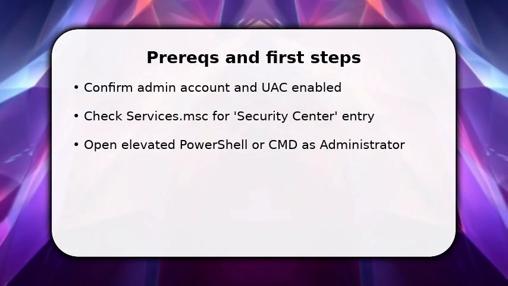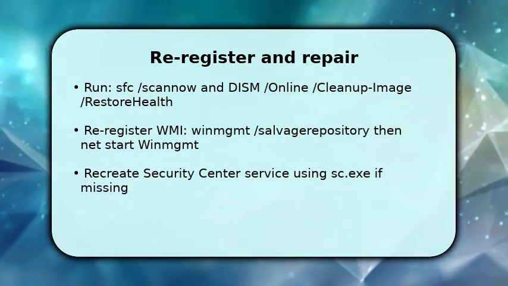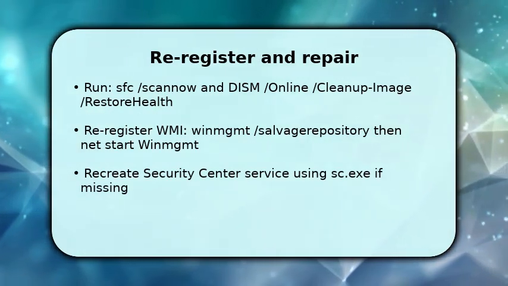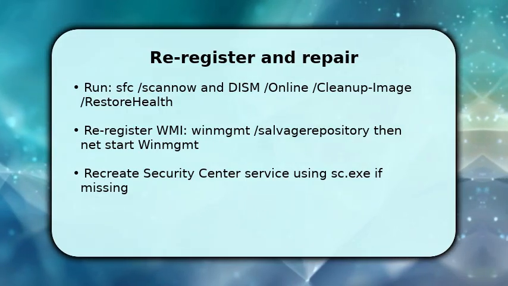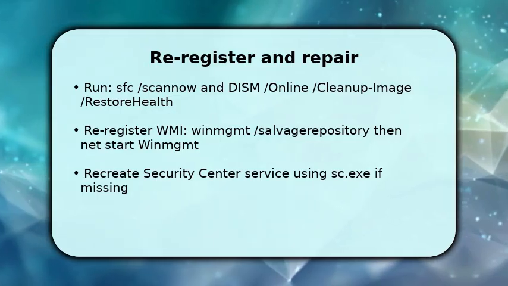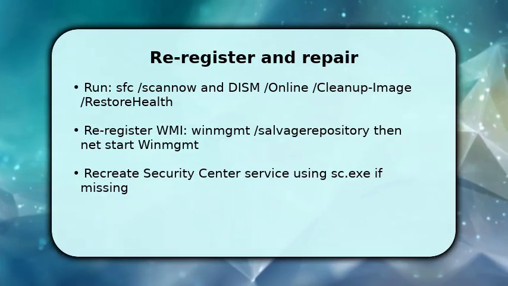Now repair core components that Security Center depends on. First run System File Checker and DISM to restore corrupted files. This fixes missing binaries. Then repair the WMI repository. Run the salvage command and restart the winmgmt service, because Security Center reports through WMI.